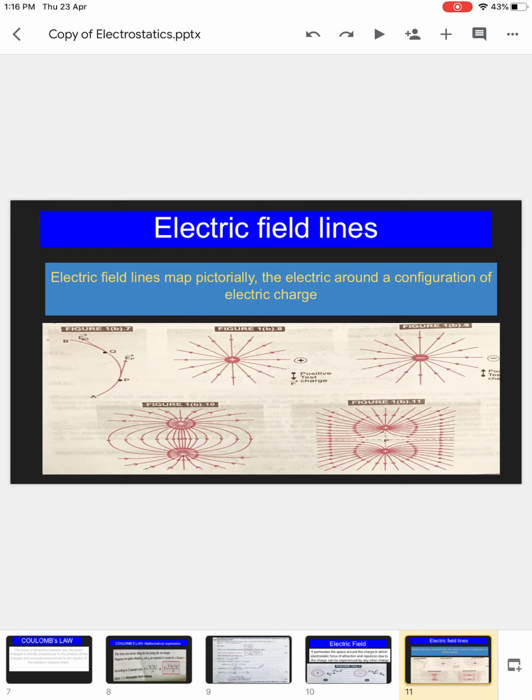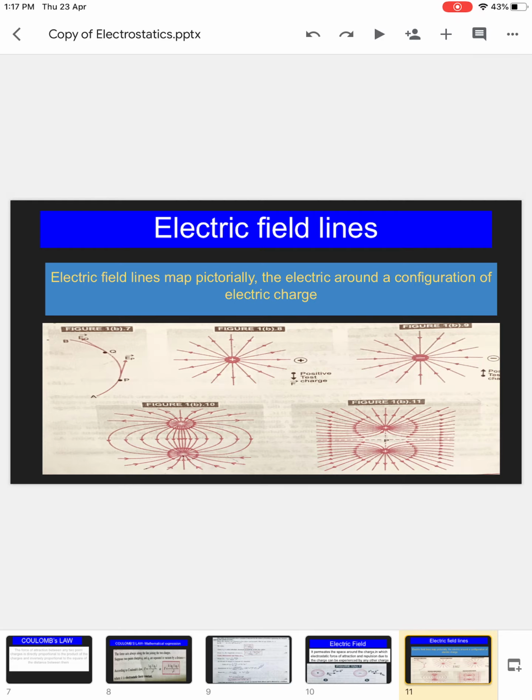Now electric field lines always originate from the positive charge. That means the direction of the electric field is always outward from the positive charge, and toward the negative charge it is always inward. So electric field lines originate from positive charge and terminate at negative charge. In figure 1b, you can see we consider one positive and one negative charge. Electric field lines are coming out from the positive charge and terminate at the negative charge. You can see this from the figure.